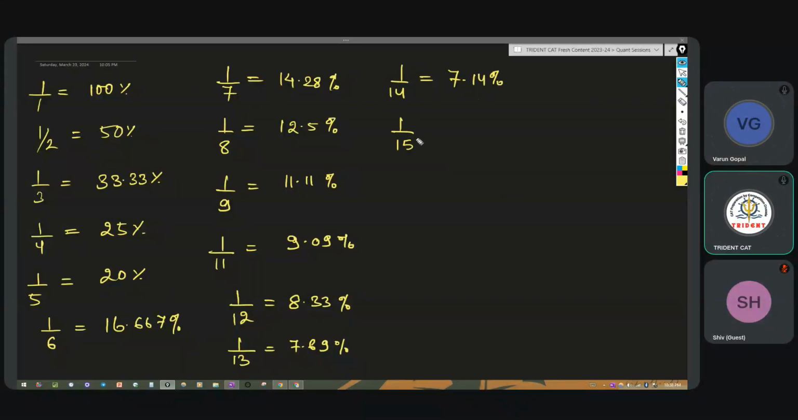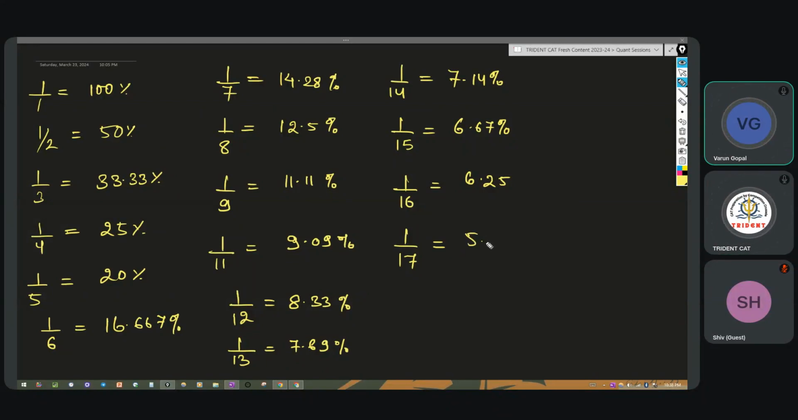So 1 by 15 is 6.66 or 6.67. 1 by 16. 12.5 by 2, right? No. 1 upon 16 is 6.25. Varun, how can the pattern from 6 suddenly change to 12? No, I was saying 12.5 by 2, 6.25. Yeah, okay. That's fine. Sorry, my mistake.